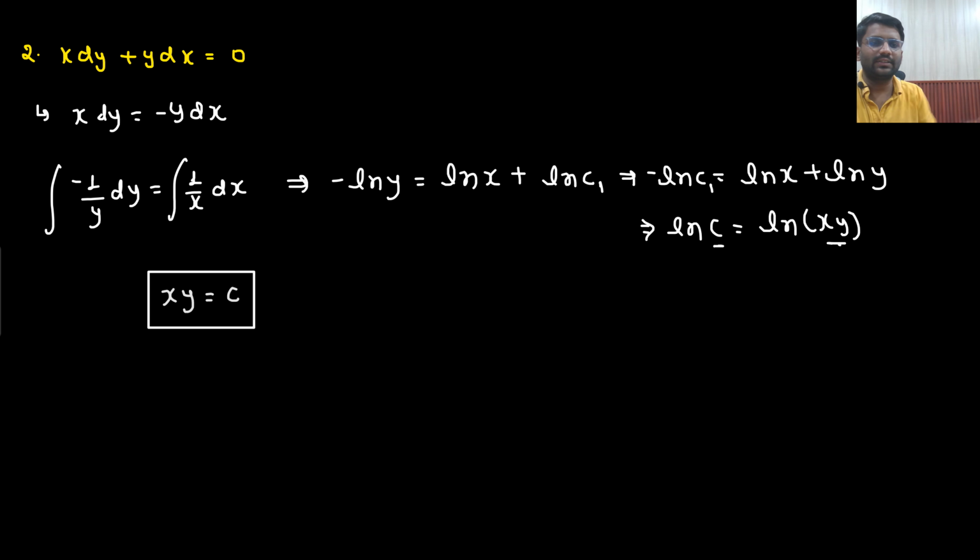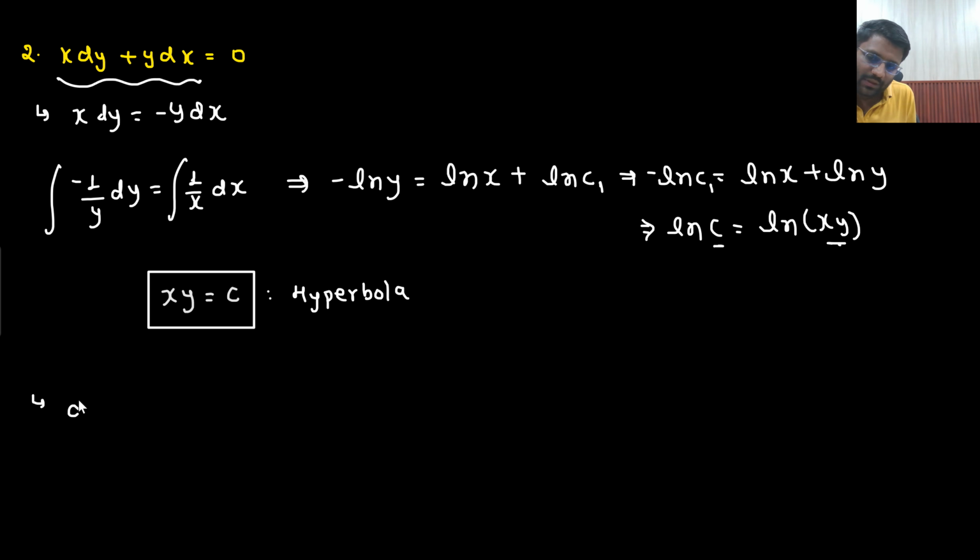xy equals constant. And what is this? This is the family of a hyperbola. Actually this is a GATE value only. x dy plus y dx equals 0 will represent the family of hyperbola. From now onwards, there is something special about this guy, x dy plus y dx.